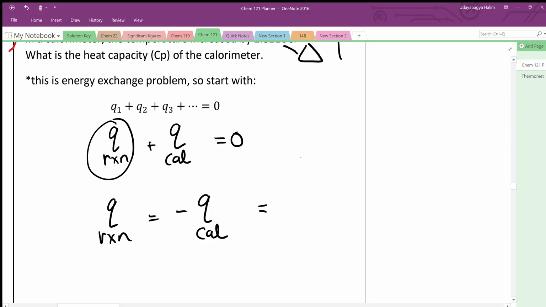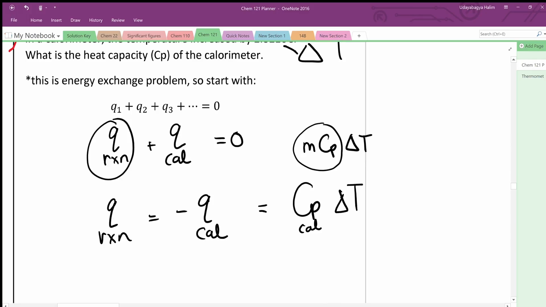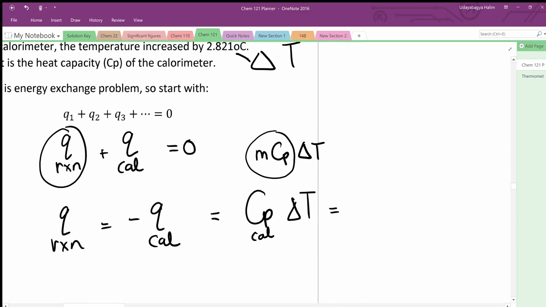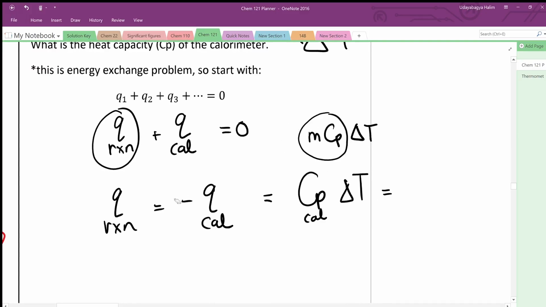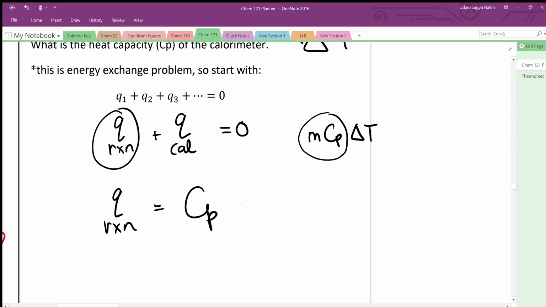And usually we put this as mass times Cp times delta T. But again, for the calorimeter, because there are so many different components in it, we just collapse the mass and the Cp together. So we call it just the Cp of the calorimeter times delta T. Right? So let's put in some of the information that we have. So this is negative Cp times delta T.